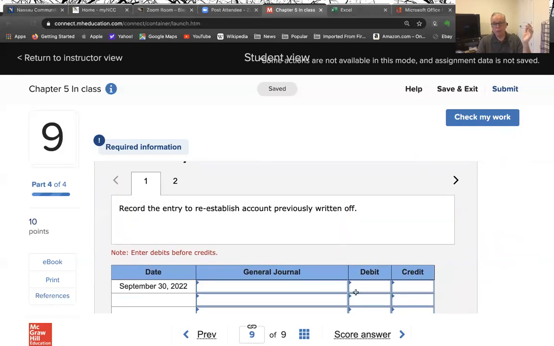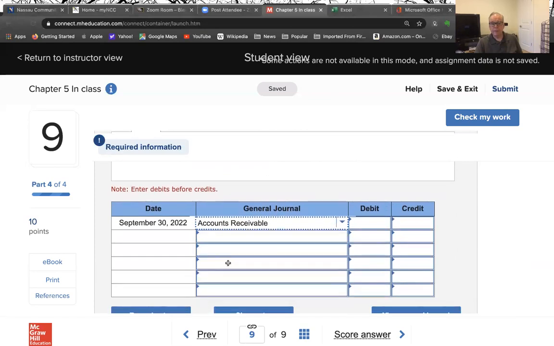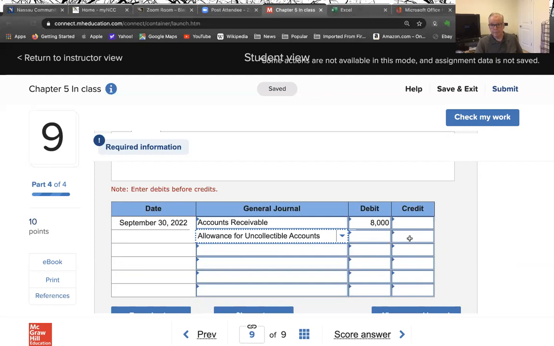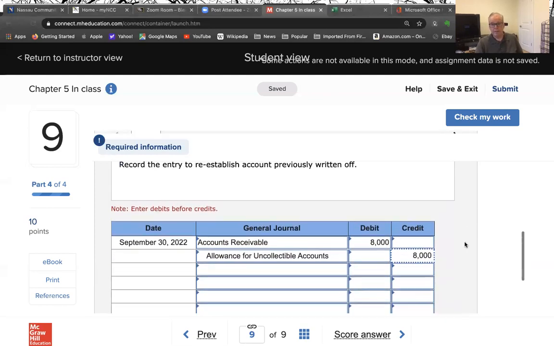So what we do is we need to do two things. The first thing we need to do is to put it back. They use the word reestablish. Reestablish the account previously written off. In other words, do the opposite of what the write-off was. Debit accounts receivable, credit allowance. Right, that's the first part.